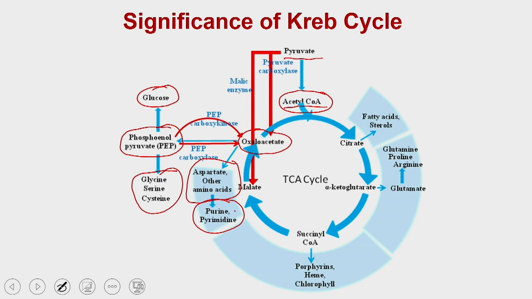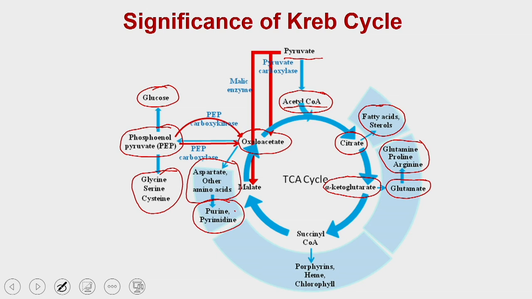Similarly, the citrate, which is synthesized in the Krebs cycle, is utilized for the biosynthesis of fatty acids as well as sterols. Similarly, alpha-ketoglutarate is used to synthesize glutamate, and glutamate ultimately produces different types of amino acids, which are glutamine, proline and arginine.